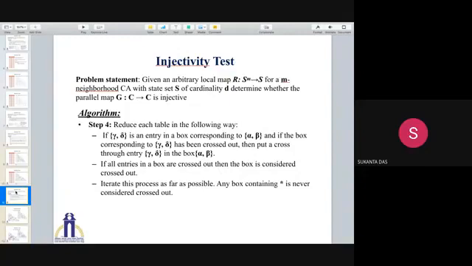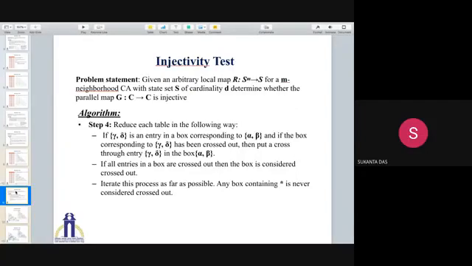So step 4. Step 4 says you reduce each sequent table in the following way. Note that we have already crossed out some boxes. We put X. Crossed out means that we have not considered the elements of that box for further processing. I want to further cross out some boxes. How?